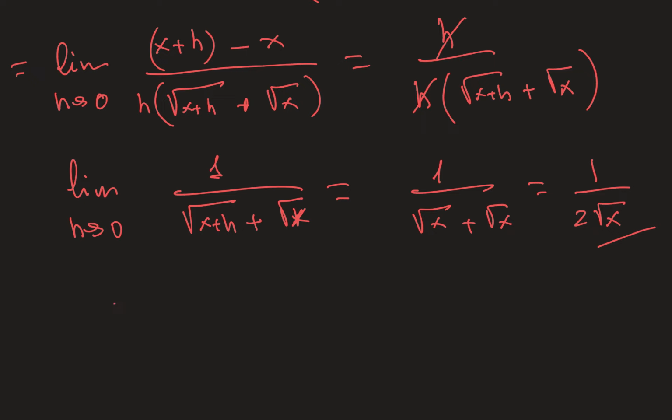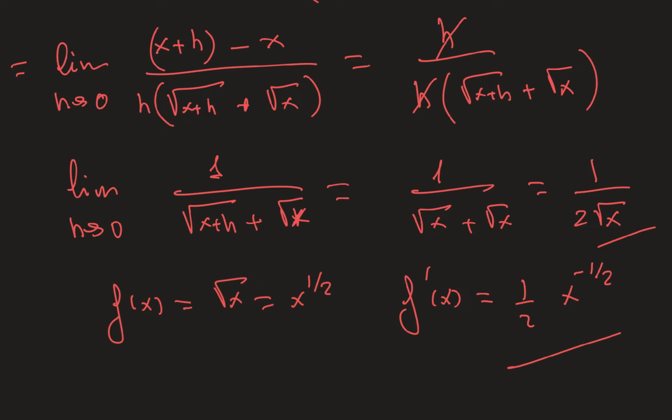The derivative, if f of x is a square root of x, or x to the 1/2, f prime of x is 1/2 x raised to the power 1/2 minus 1, which is minus 1/2. So it's the same thing as here, but we don't use a rule. We use the definition.